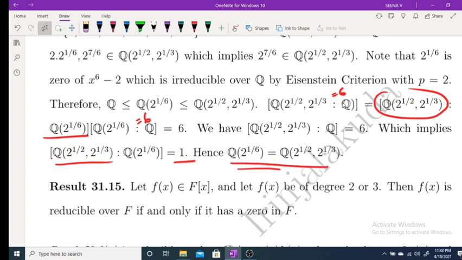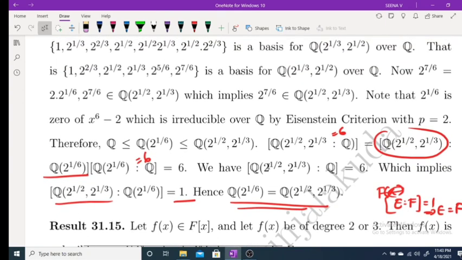This implies this one. We have that the degree of E over F equal to 1 implies E equals F. Therefore Q(2^(1/2), 2^(1/3)) equals Q(2^(1/6)).